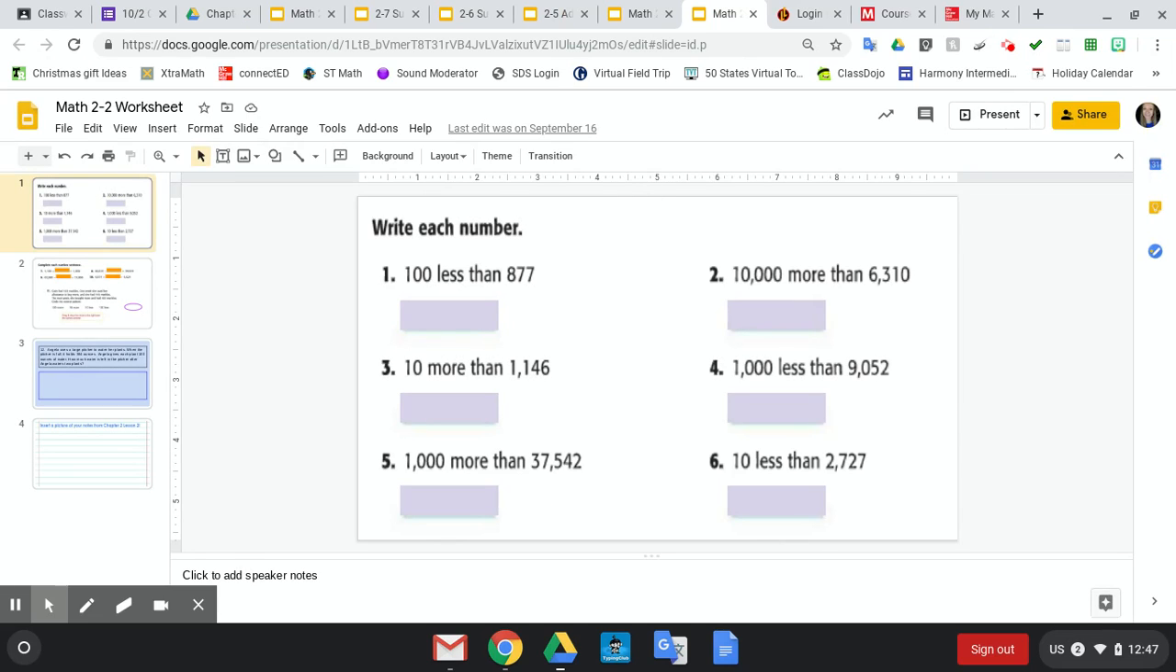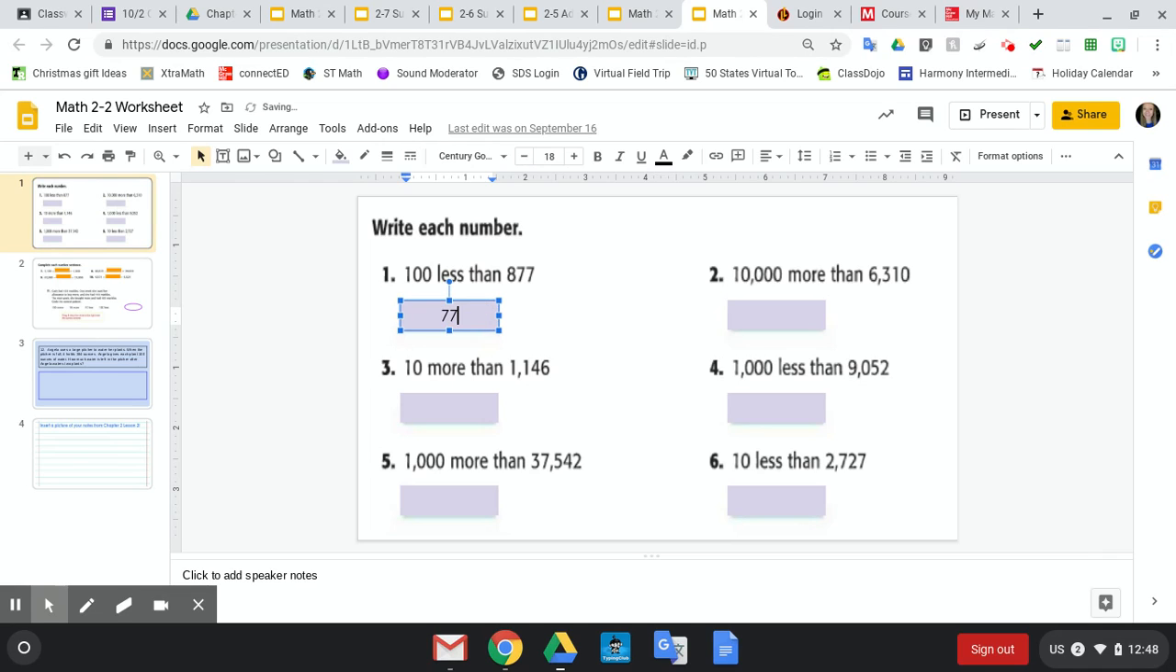Lesson 2 is where we had addition patterns. And so we were trying to just look at place values and add or subtract certain values from them. So 100 less than 877, we're looking at the hundreds place of this number and we're going less by 1. So I would take 1 away from this 8 because 8 is in the hundreds spot, and 1 less than that is 7. So this would be 777.